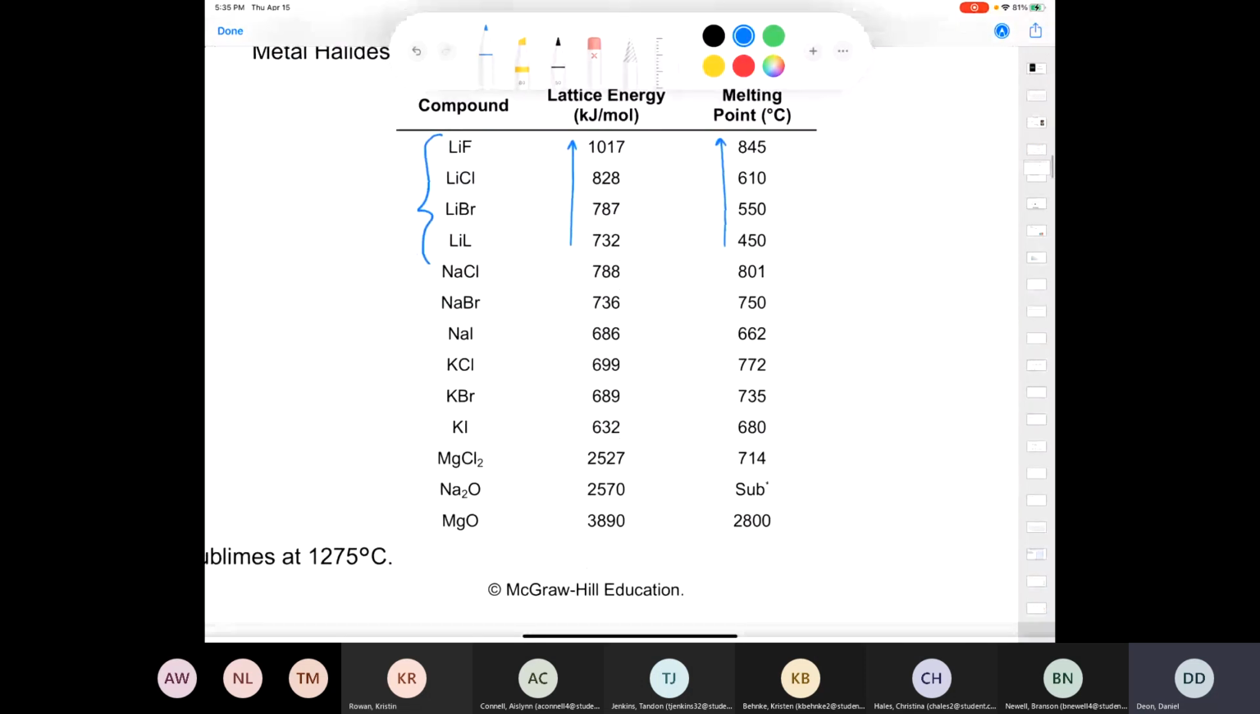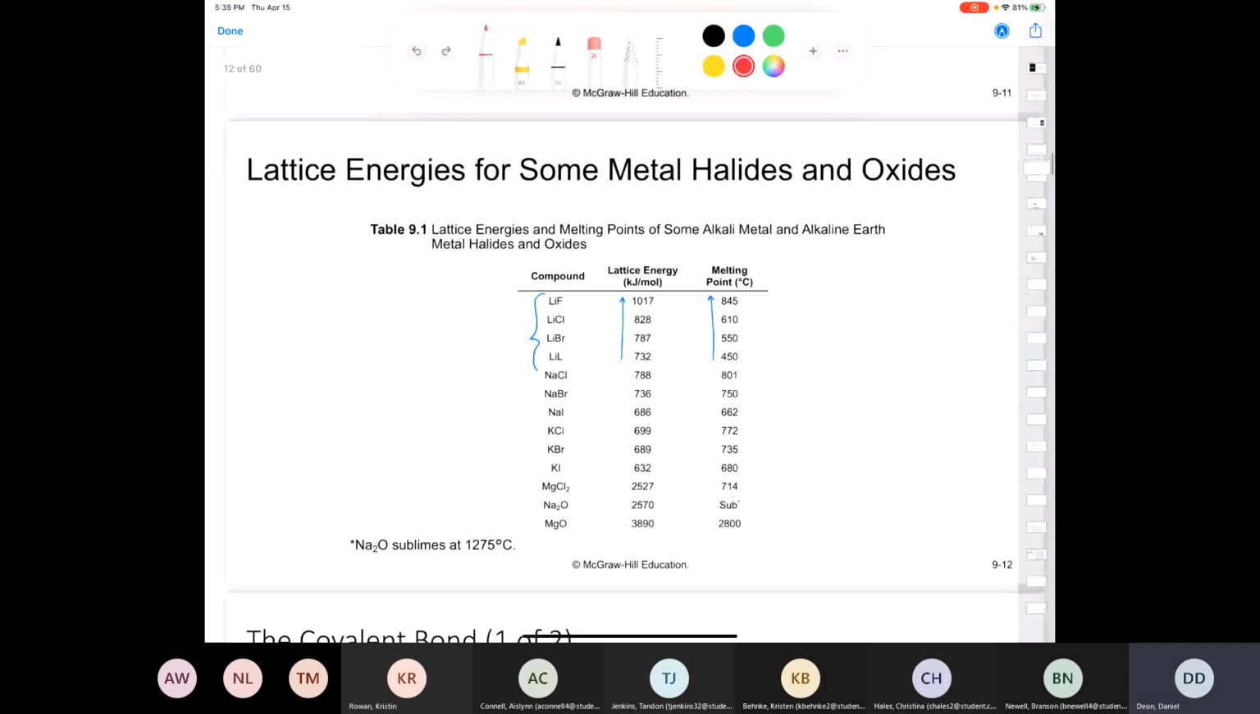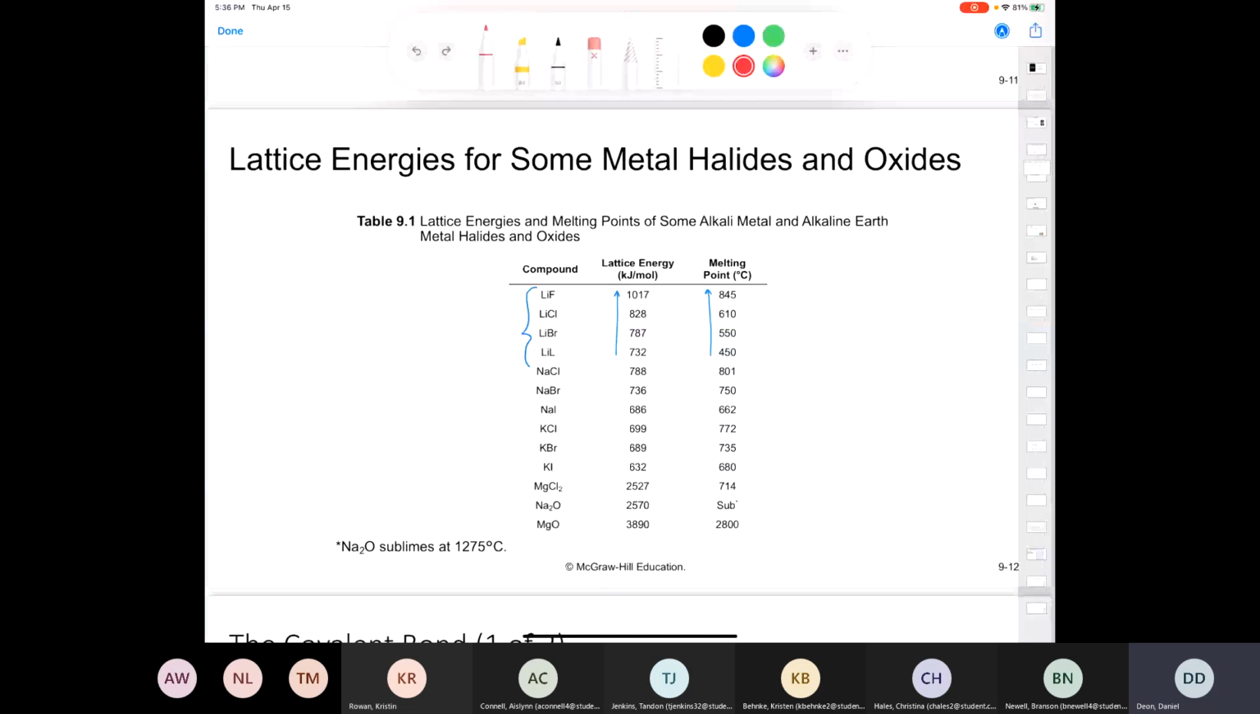Something else that's kind of interesting down here, staying with the concept of Coulomb's law. Again, you see here with magnesium oxide that the lattice energy is higher than everything else on here. And it's because both the anion and the cation have a 2 charge, magnesium being +2 and oxide being -2. Anyhow, there we go. So that covers the Born-Haber cycle and how we use the Born-Haber cycle.